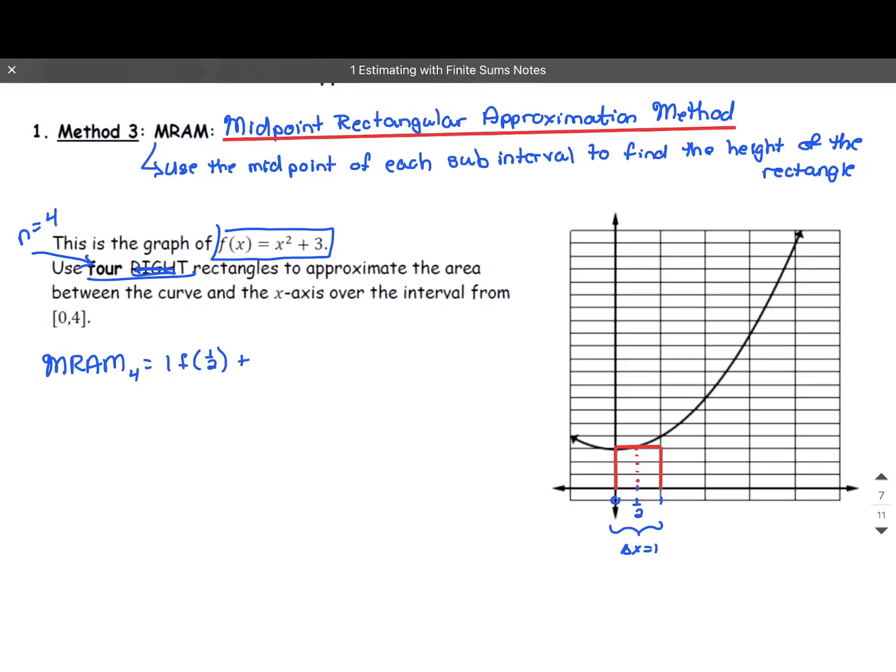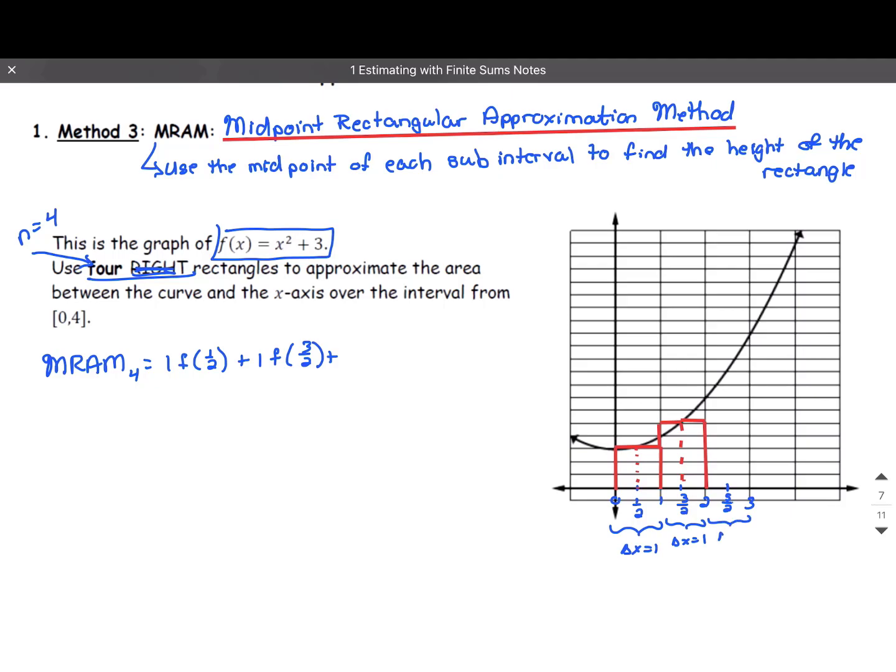Now between 1 and 2, halfway between that is 1.5 or 3/2. But notice the delta x, or the base, or the width, is still 1. So it's still 1 times, but we're going to use 3/2 to find the height this time. And I go to the left endpoint, I go to the right endpoint, I come down on each side, I have my rectangle. Now the next subinterval goes from 2 to 3, and halfway between it is 5/2 or 2.5.